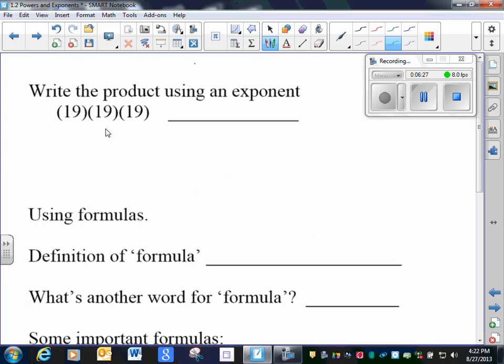Okay, now I'm going to give you a stretched out problem, and I want you to write it in our shorthand using an exponent. So 19 times 19 times 19. 19 becomes your base. Your exponent is 3. And this whole thing is called a what? Look at the very first vocab word. This is called a power.